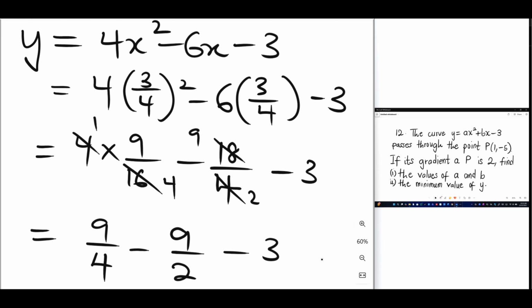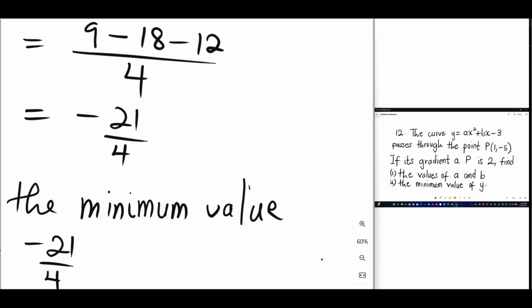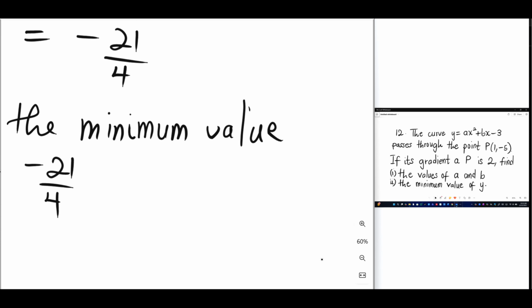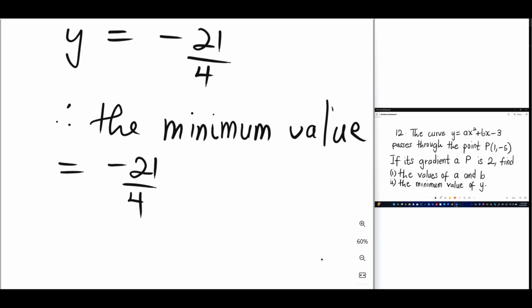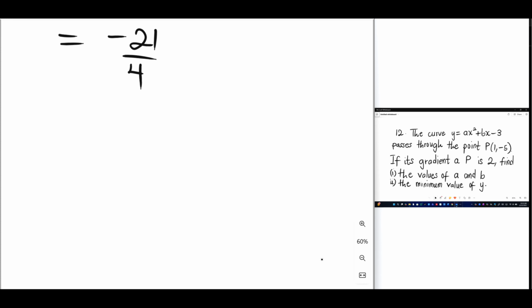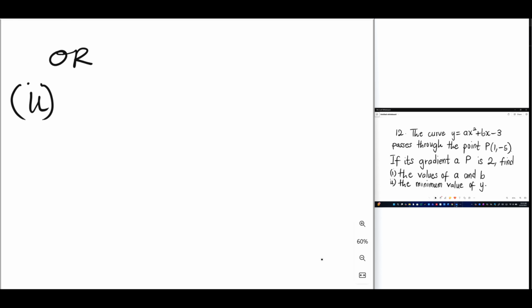You can equally use a different method to determine the minimum value. That is the method of completing the square. So let us look at that one as well. Okay, you can equally use that one. So we are using another method to solve. So that is, you can equally use the method of completing the square.